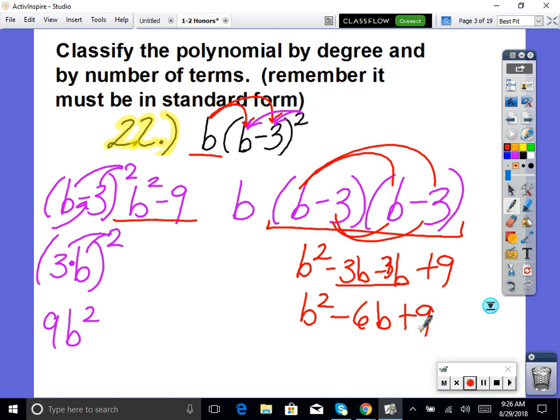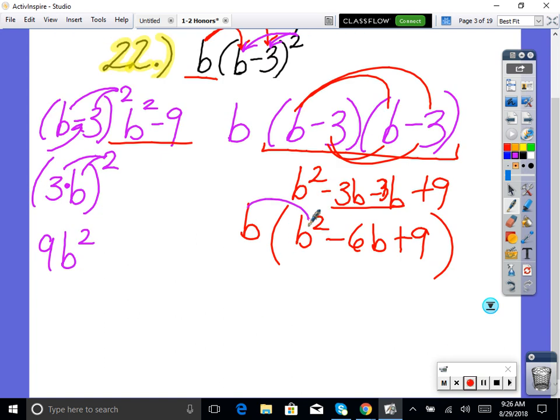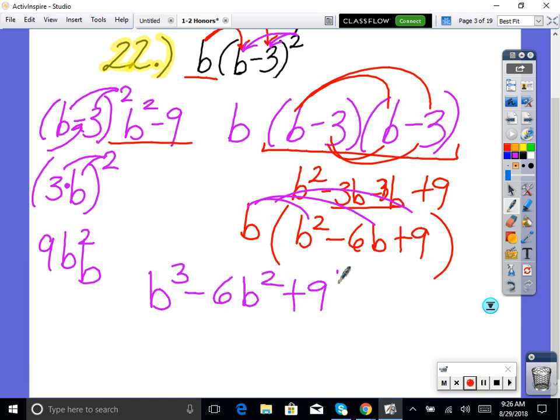So never, ever just square that or square that. That's breaking the most forbidden of all forbidden rules. Then we still have times by B. So we've got to put it in parentheses and then distribute B through. So we would have b cubed minus 6b squared plus 9b's. And now we can name it. So the name would be cubic polynomial. Okay, good.